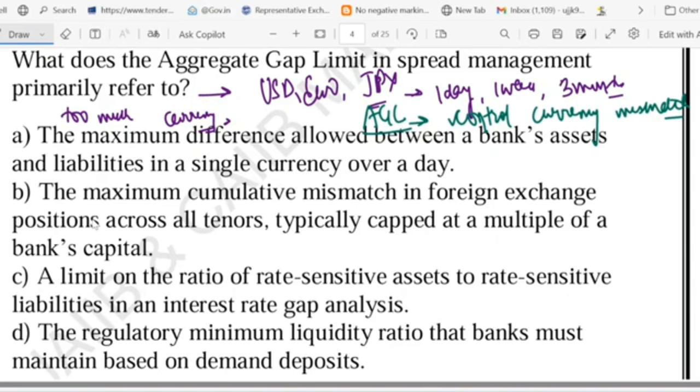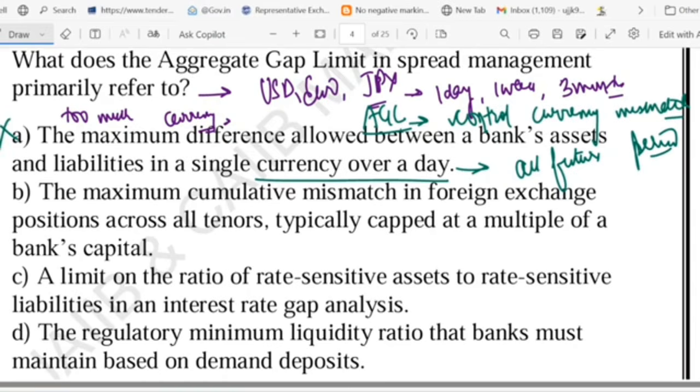Let's see option A. The maximum difference allowed between a bank's asset and liability in a single currency over a day. So what do you think? Is it correct? It might sound okay, but it is too narrow. AGL is not just for 1 day. Rather, it includes all the future periods. I told you 1 day, 1 week, 3 months, etc. Option B says maximum cumulative mismatch in forex position across all tenor. So option A is wrong.